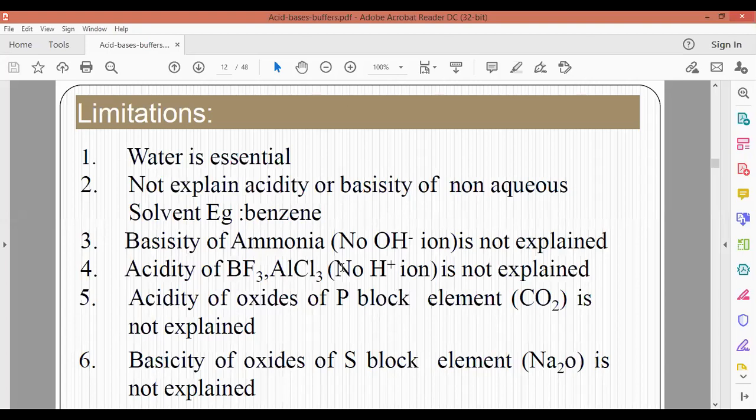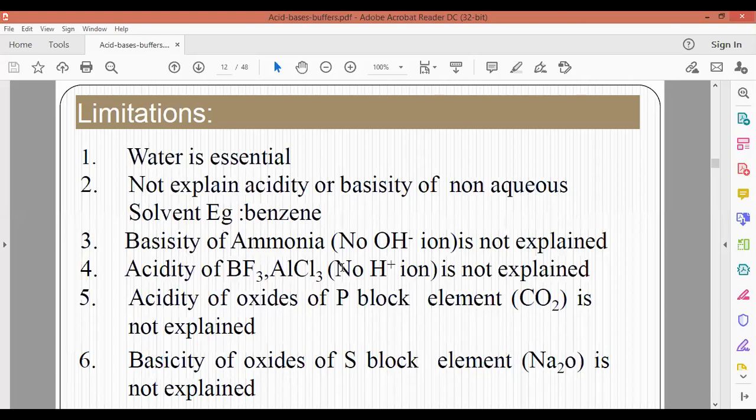So the next one is the basicity of ammonia. They are not able to explain the basicity of ammonia either. What is the formula for ammonia? NH3. NH3 has H, but no H+ ions are there, yet we say ammonia acts as a base. How? For that purpose, they are not able to explain the basicity of ammonia. So this theory is not useful to explain the basicity of ammonia.